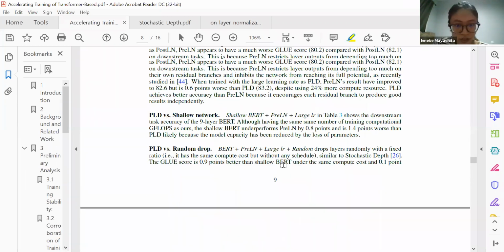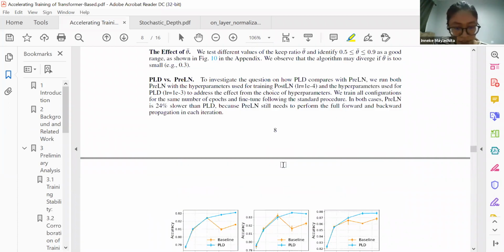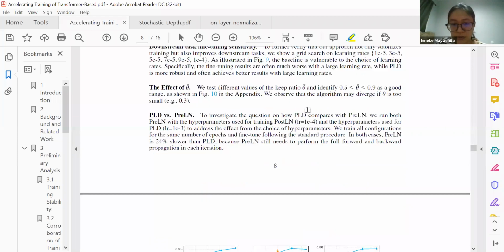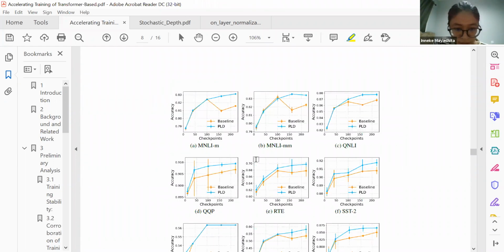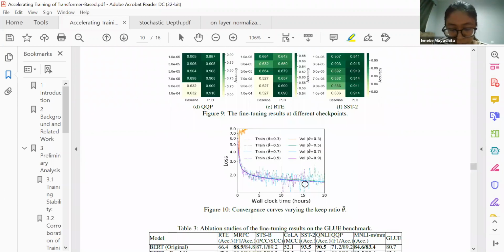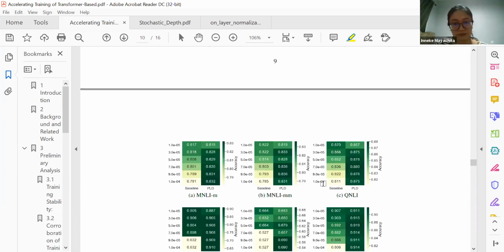So the second ablation study they did is the effect of theta bar. Theta bar is the final keep ratio we want to achieve, and the result is presented in figure 10. We will see that the worst performance happens when the theta bar is 0.3, meaning we only retain 30% of the layers, which leads to model divergence. But other than that, with 0.5 theta bar, the model is still converging.